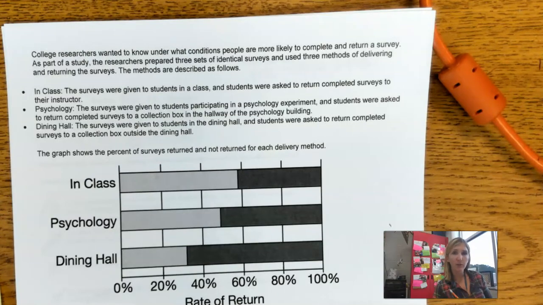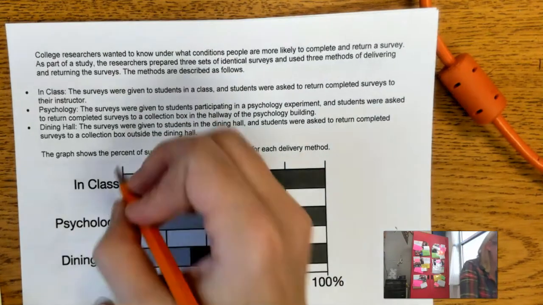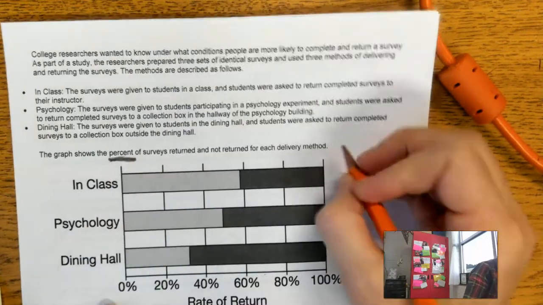Psychology. Surveys were given to students participating in the psychology experiment and were asked to return the completed surveys to a collection box in the hallway. Or dining hall. Surveys were given to students in the dining hall and students were asked to return them completed to a collection box outside. The graph below shows the percent of surveys, so not count.